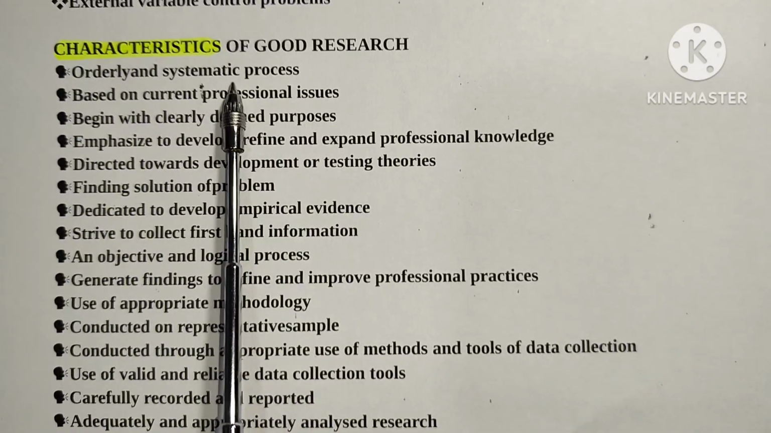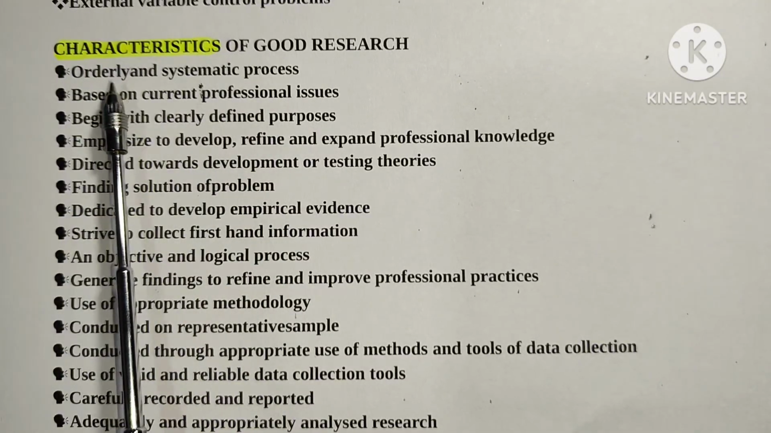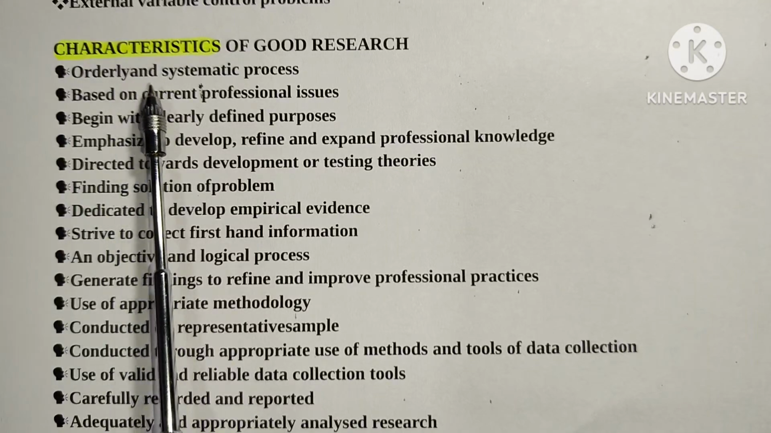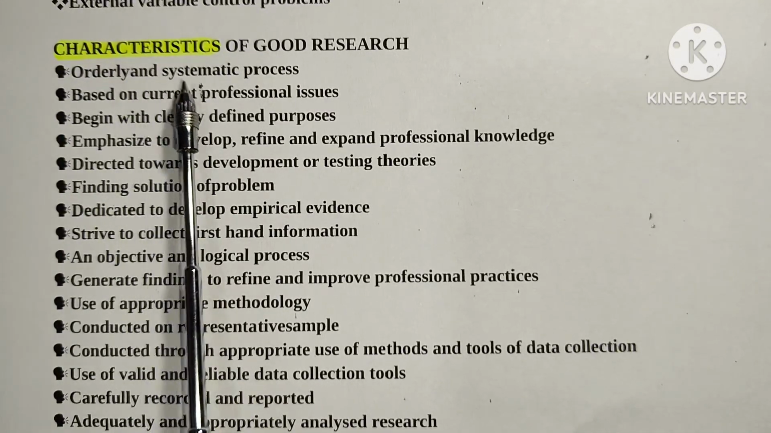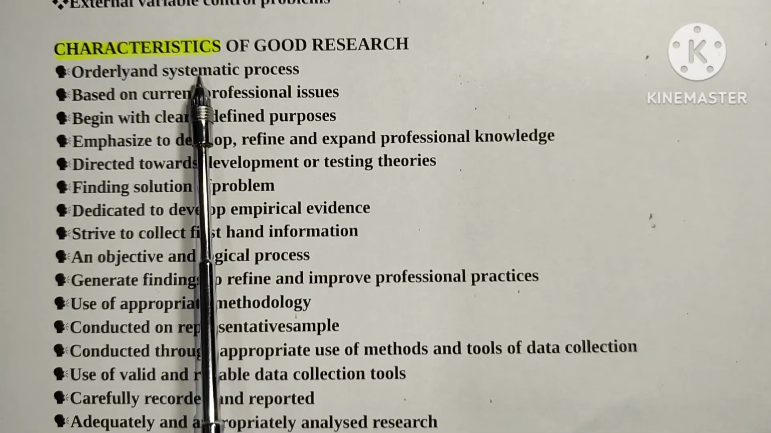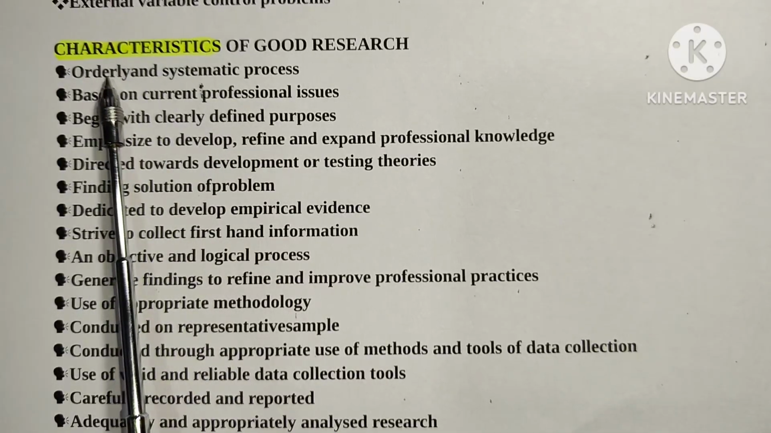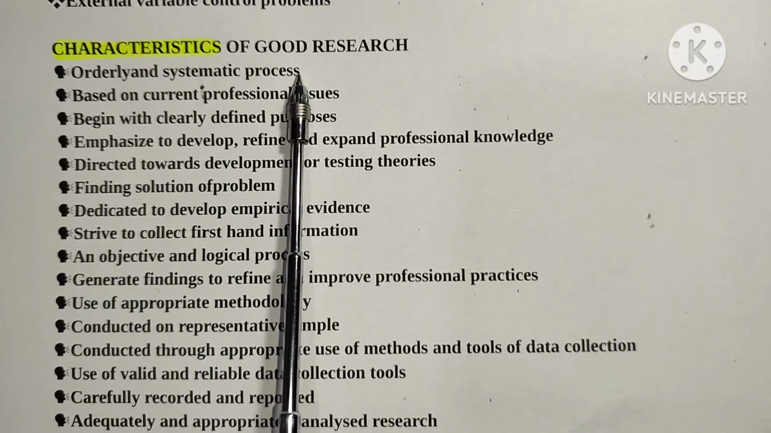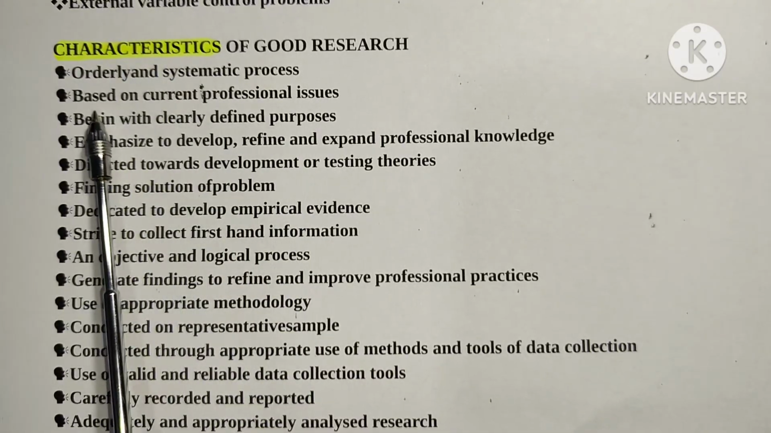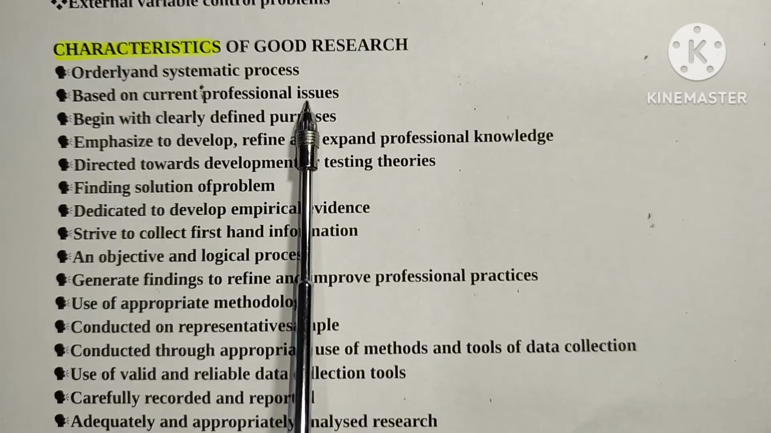If you conduct the research by following the systematic order, as you already know, it starts with the selection of the topic, defining the objectives, reviewing the literature, and it goes on. All those steps that research has to follow are in an orderly and systematic process. This is one characteristic. Based on current professional issues.